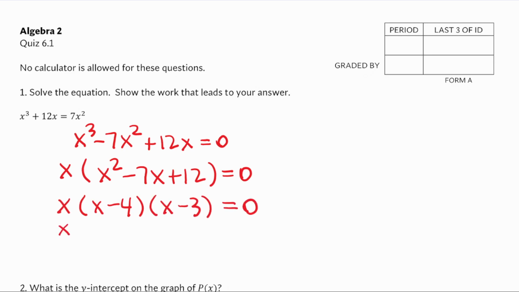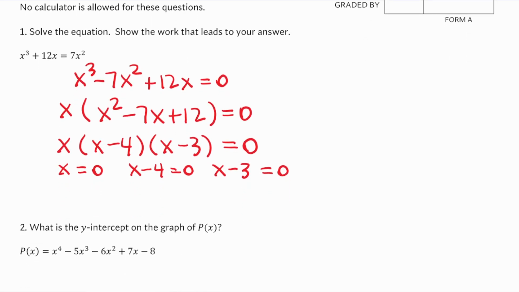And so that means that either x is equal to 0, or x minus 4 is equal to 0, or x minus 3 is equal to 0, giving me solutions of x equals 0, x equals 4, and x equals 3.